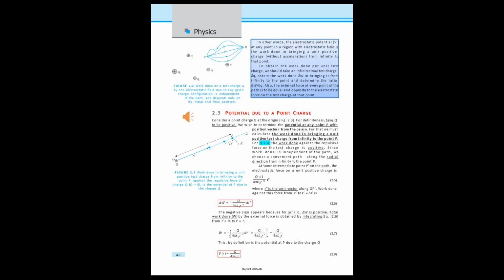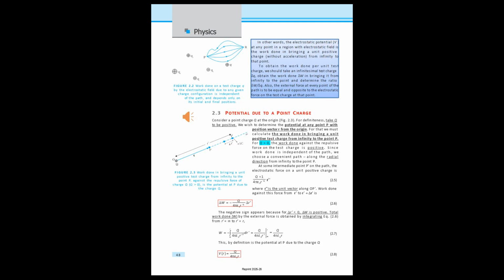Since work done is independent of the path, we choose a convenient path, along the radial direction from infinity to the point P. At some intermediate point P' on the path, the electrostatic force on a unit positive charge is given by the equation 2.5, where r' is the unit vector along OP'. Work done against this force from r' to r' plus delta r' is given by equation 2.6. The negative sign appears because for delta r' less than 0, delta W is positive.